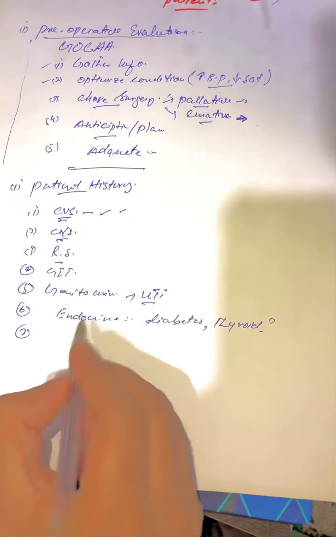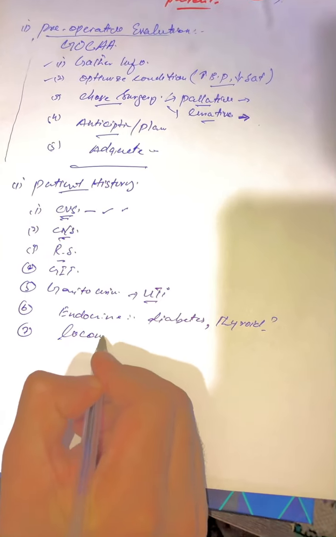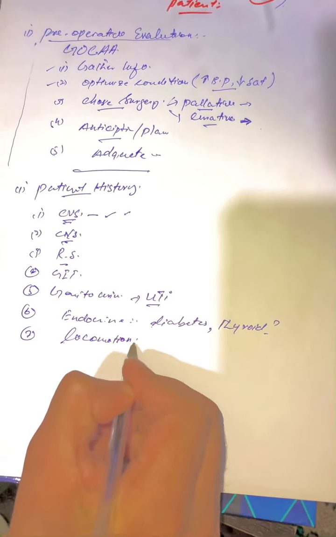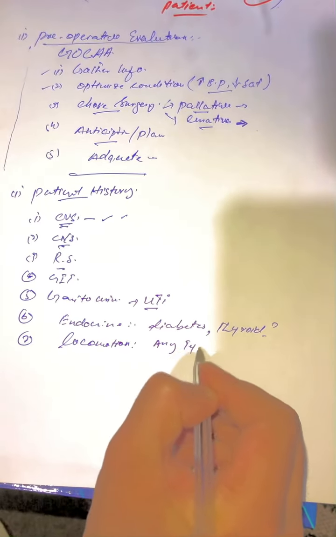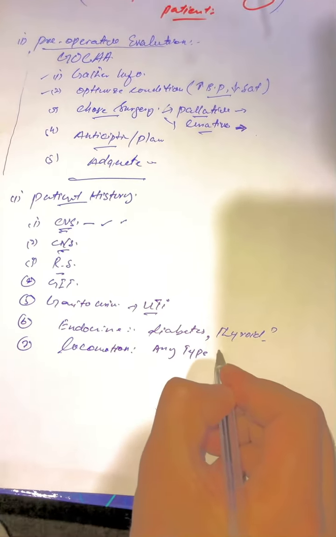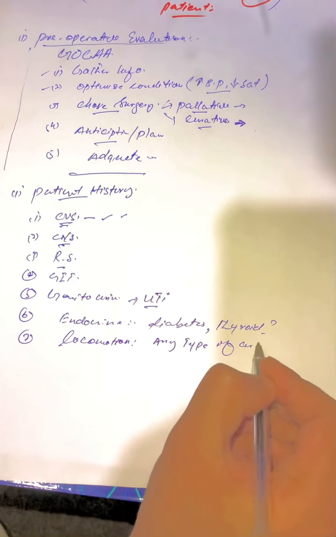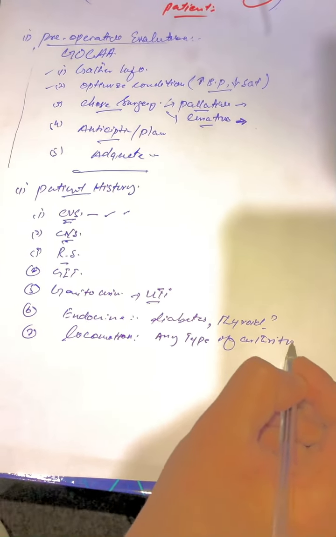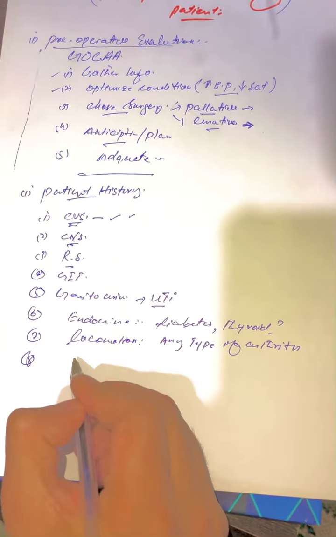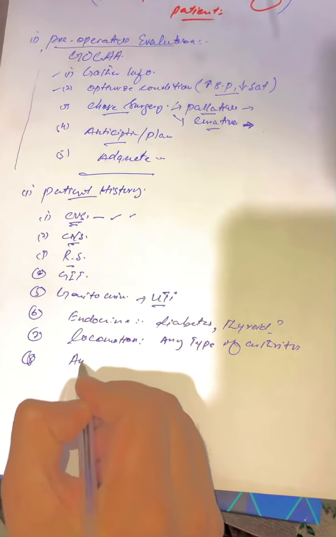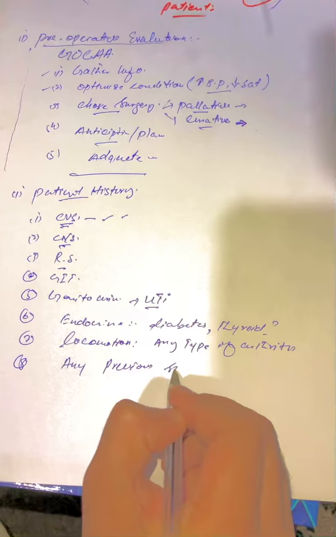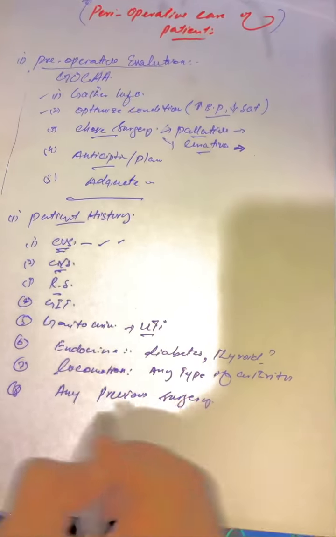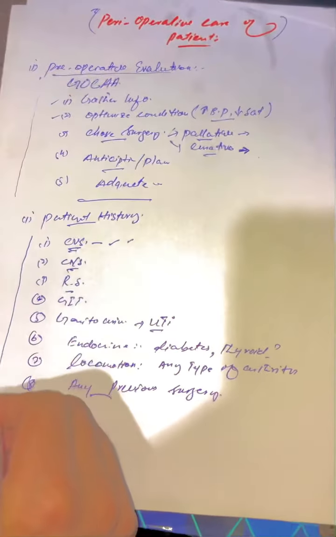The seventh one is we will have to ask about the locomotion. In locomotion, we will ask any type of locomotory disease, like any type of arthritis. And the eighth one is we will have to ask about any previous surgery. So these 8 points should be asked in the patient history.